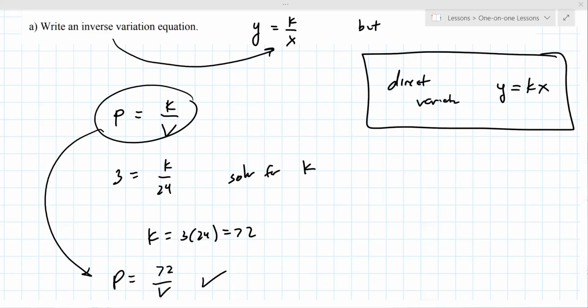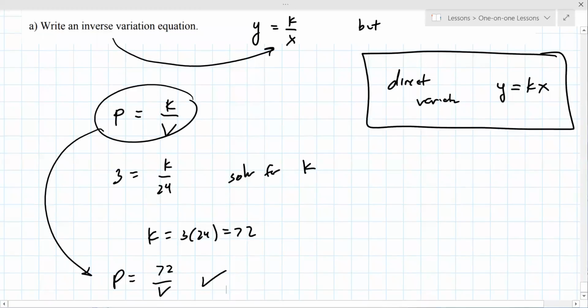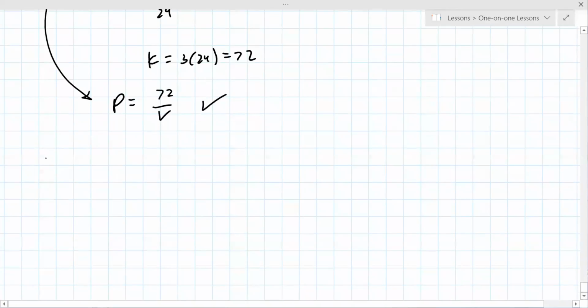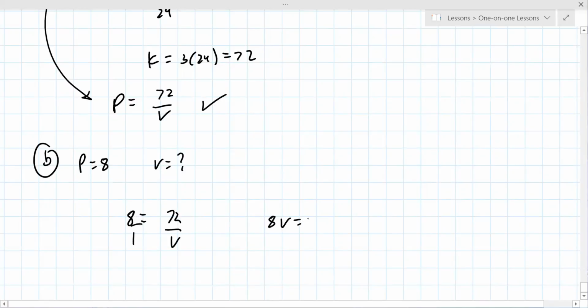So then in part B, you're using this equation. They tell you that the pressure is 8, and they want to know what the volume is. So they give you one variable to find the other. So 8 equals 72 over V. And then if you cross multiply, you get 8V equals 72. V equals 72 over 8, which is 9.